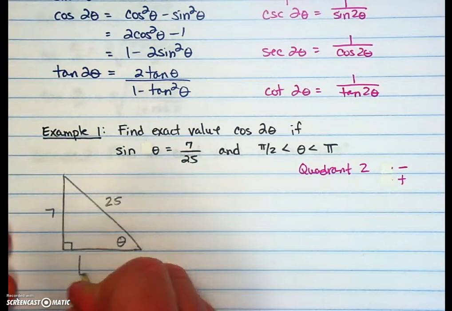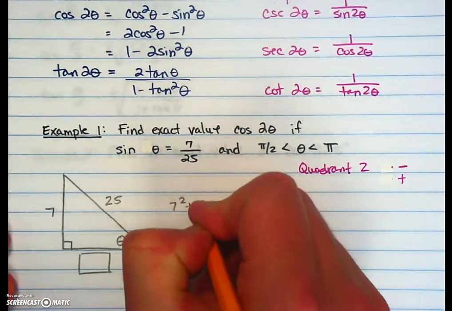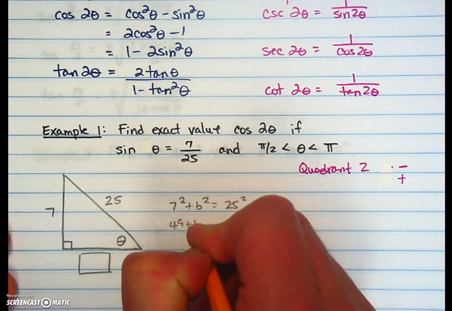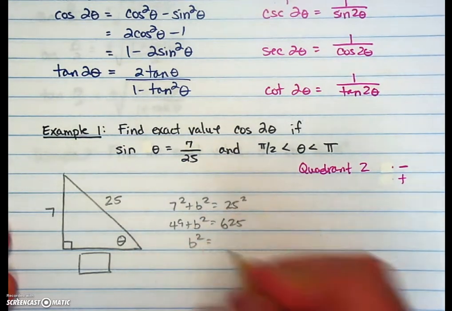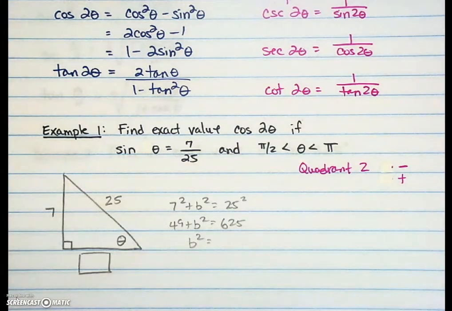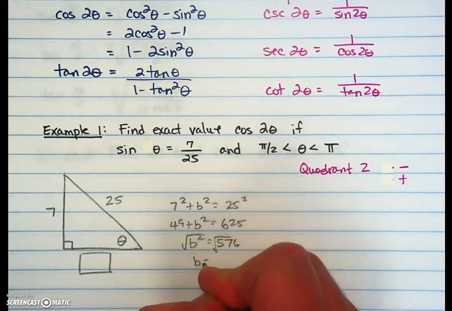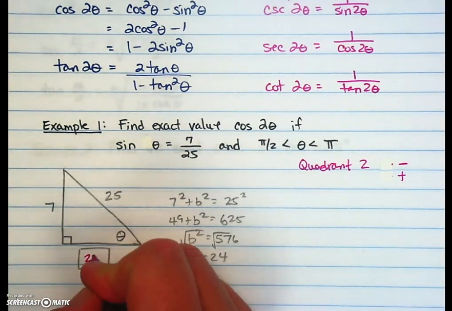And then to get our other leg of the triangle, we do the Pythagorean theorem. So 7 squared plus b squared equals 25 squared. So 49 plus b squared equals 625. B squared equals 625 minus 49. That's 576. And if we square root, we get 24. So this side comes out to be 24.